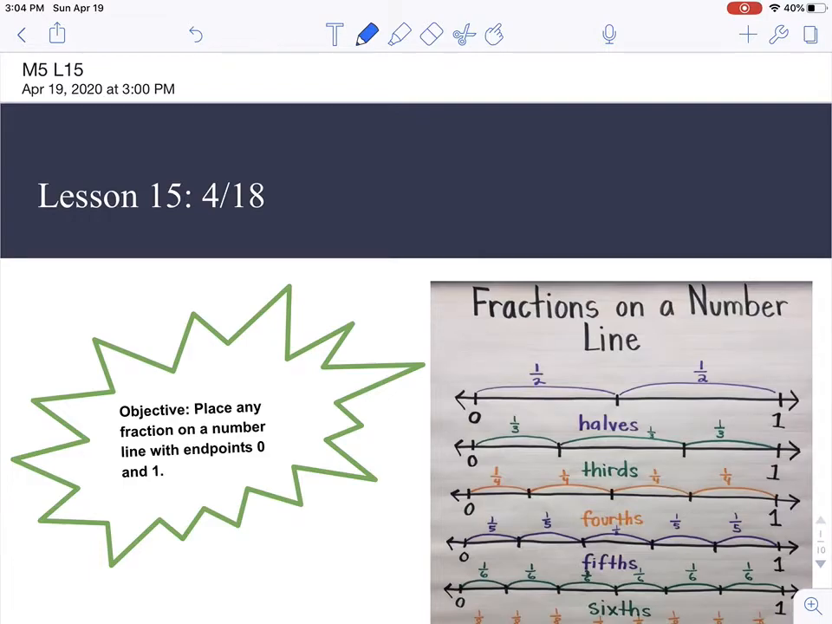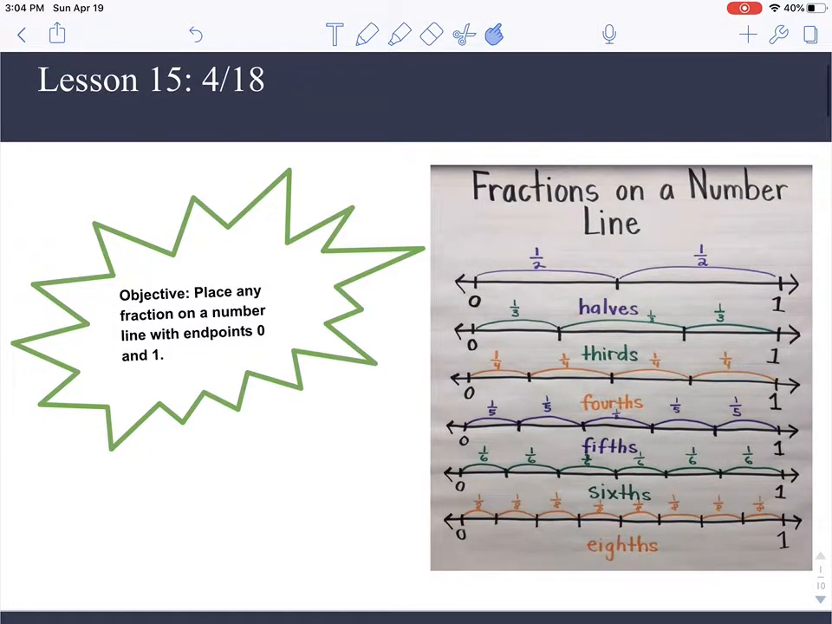Today we're going to be focusing on how to place any fraction on a number line with endpoints 0 and 1. So any fraction between 0 and 1. If we look over here on the side, we can see that there's some different types of fractions here. But today we're going to focus on how to figure out where we split up the number line and where to put different fractions on the number line.